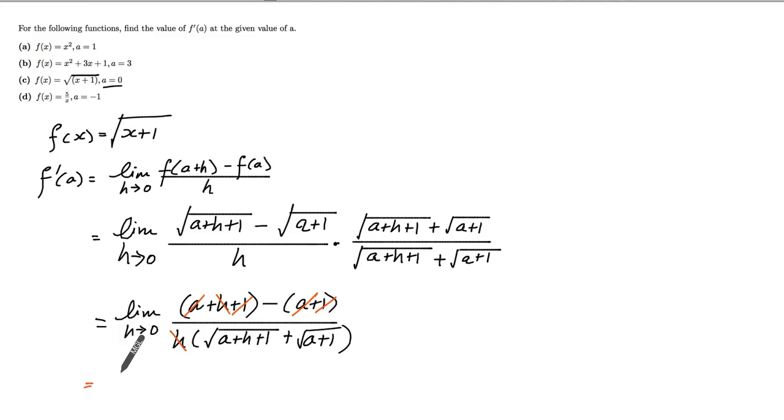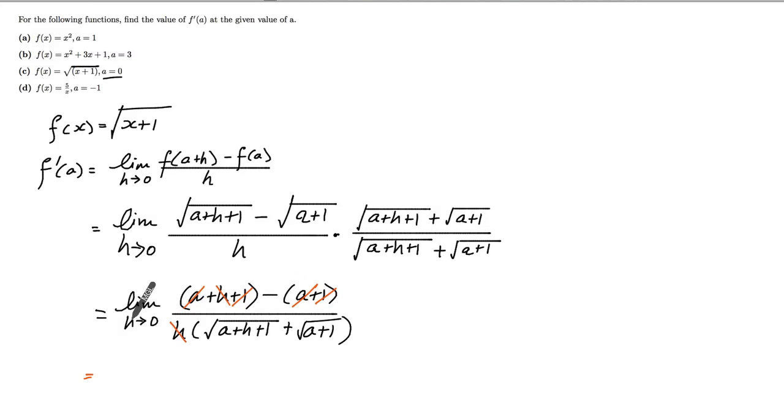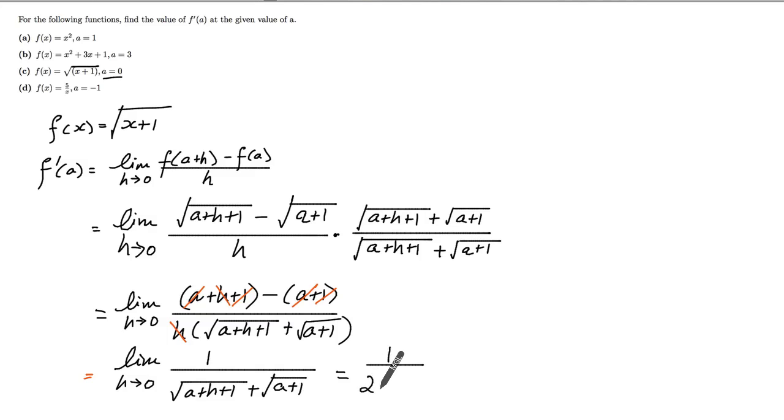simply the limit as h approaches 0 of 1 over the square root of a plus h plus 1 plus the square root of a plus 1. And now we can evaluate the limit, plug in h is equal to 0 into our expression, and this limit ends up being 1 divided by 2 times the square root of a plus 1.